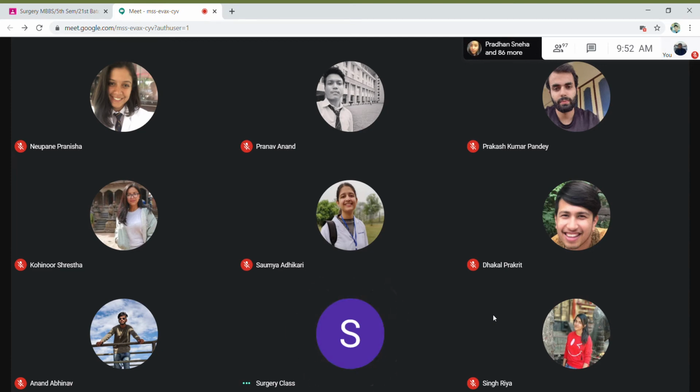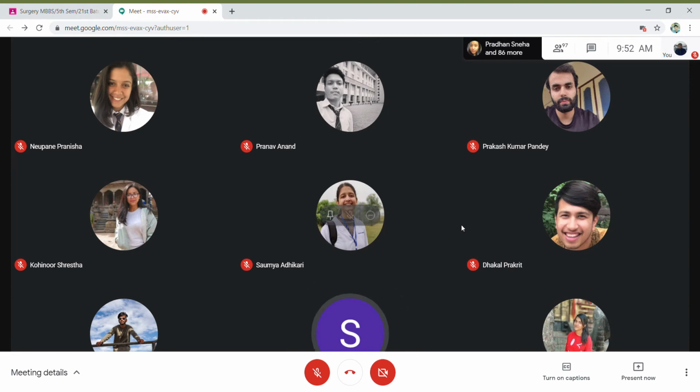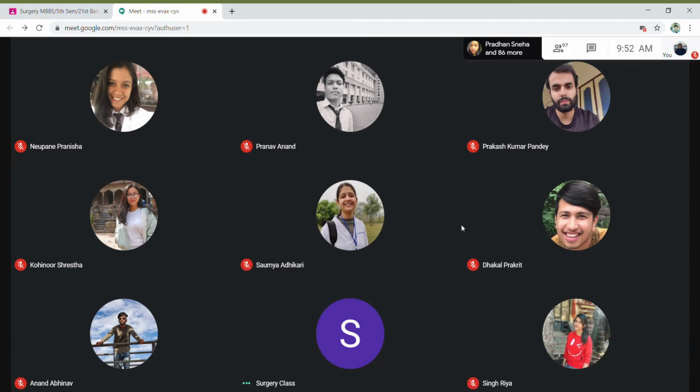So, what are the types of gallstones? Gallstones are basically of three types. One is cholesterol stone, another one is pigment stone, and third one is mixed stone. Mixed stone means mixture of both cholesterol and pigment. The common variety of gallstones we see in our regular practice is mixed type.